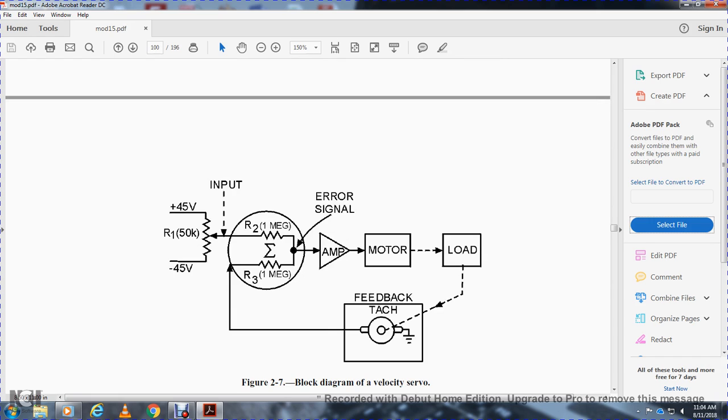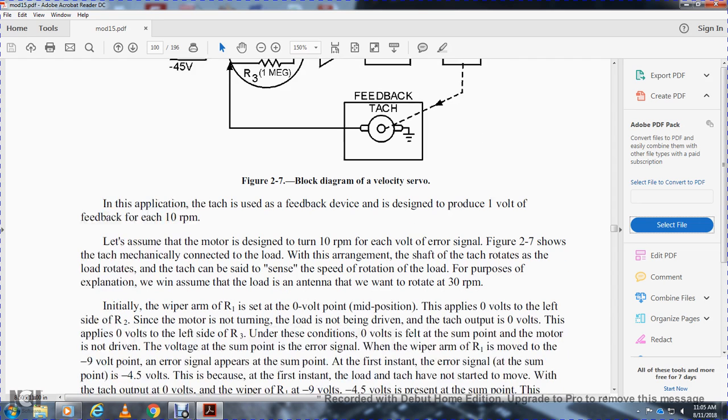Alright, figure 2-7 shows the block diagram of the velocity servo. You have the plus 4.5 and negative 4.5 volts at resistor 1, the input signal going into resistor 2 and resistor 3 of the servo, and the error signal going from the amplifier to the motor and load, with the feedback from the tachometer going back to resistor 3.